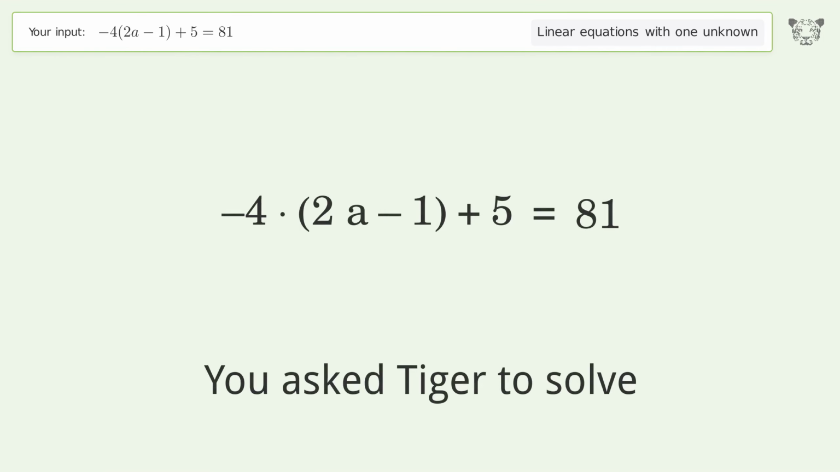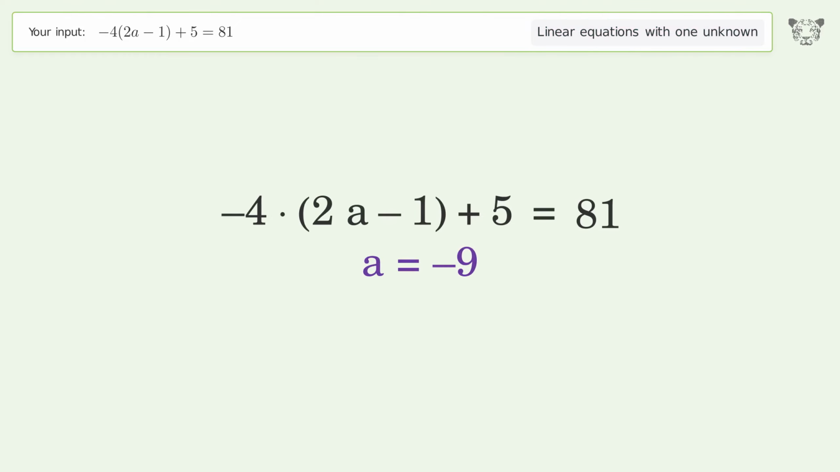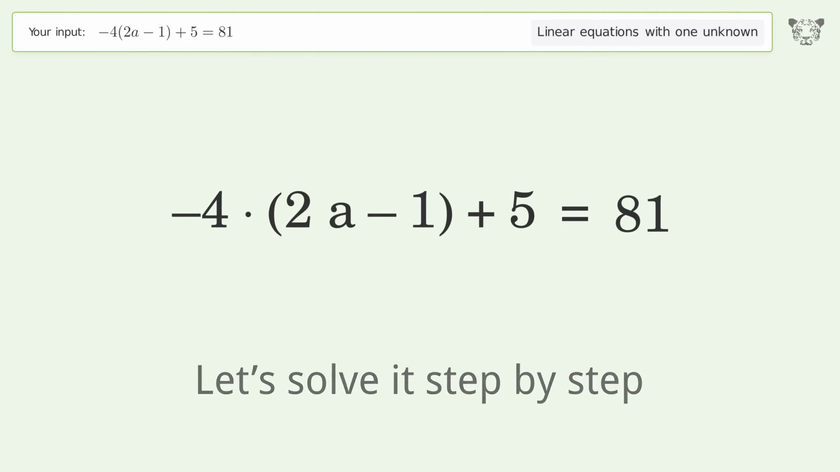You ask Tiger to solve. This deals with linear equations with one unknown. The final result is a equals -9. Let's solve it step by step.